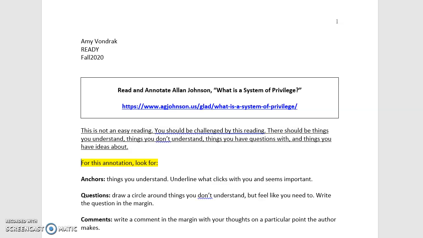So annotating means that you're just writing on what you're reading as you're reading it. You're making notes, you're responding, you're engaging. Instead of just reading and letting your mind wander, you're really paying attention and reacting to what it is you're reading. There's a lot of different ways to annotate.